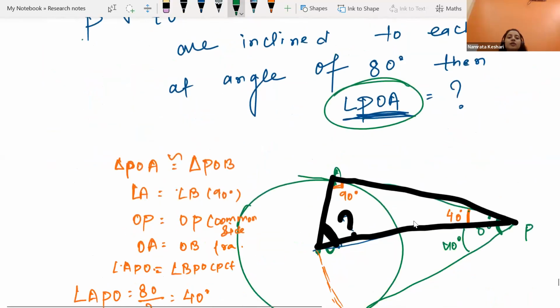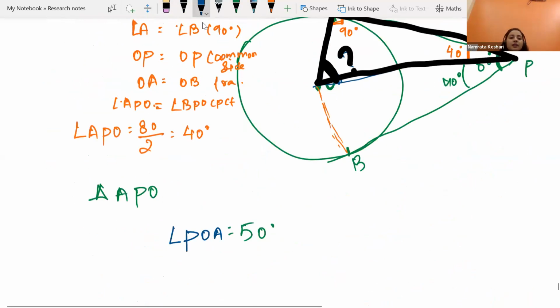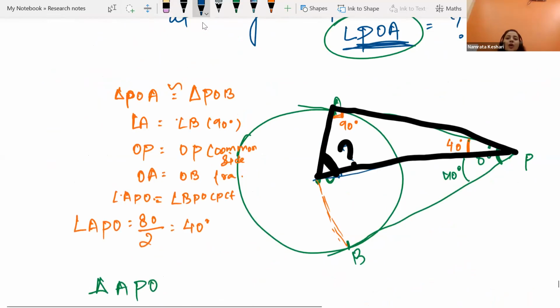Angle POA. Please don't write angle O like this. Write the proper name always, POA. Since I'm just explaining over here, you can see sometimes I'm writing the angle like this only, angle O, angle A, angle B. But please don't write the angle like this. Always write the specific, proper name. Okay, let's move.